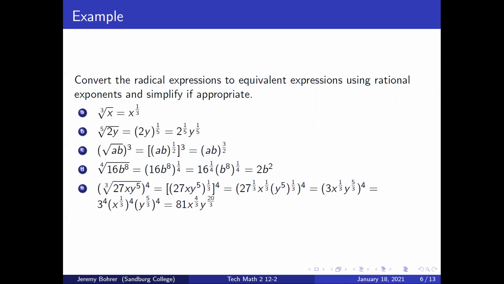The fourth root of 16b to the 8th is 16b to the 8th to the 1/4, which is 16 to the 1/4 times b to the 8th to the 1/4. And we can take the fourth root of both of those to get 2b squared.